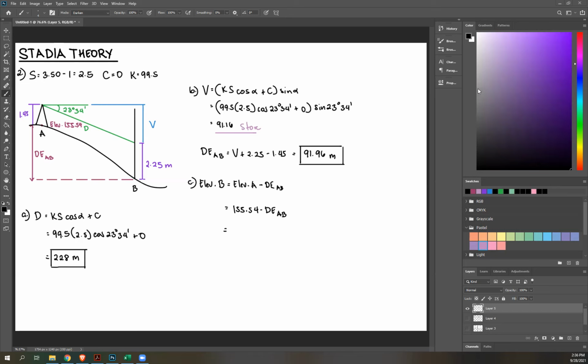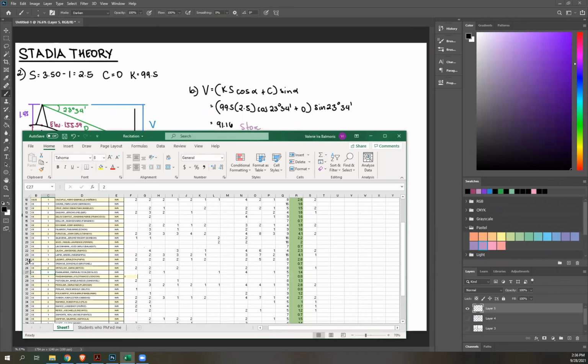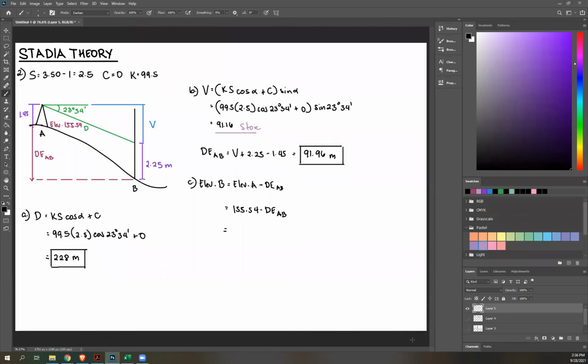Correct, Joshelle and Colleen. Geraldine. Reyes, Lazaro. It was 63. Okay. 63.58 meters. And that's it for letter C.